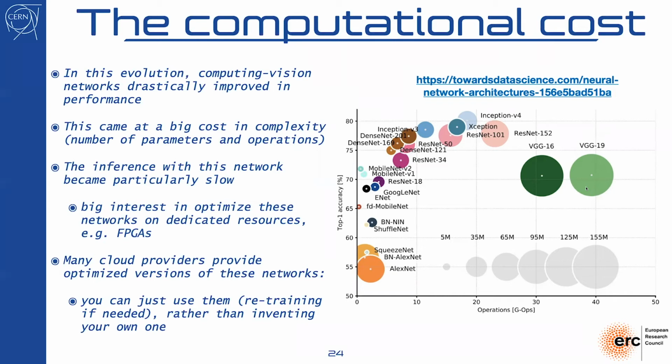What you see is that, of course, at some point you are saturating in accuracy, but you start from 55% and you get to 80% accuracy. But the other thing that you learn, if you look at the x-axis, which is the number of operations you're doing, is that this is just exploding. And the size of the blob tells you how many parameters you're dealing with. So these networks are extremely well-performing, and they're getting better and better, but there is a non-negligible computational cost behind, which is also why people are now looking into ways to optimize the inference phase.